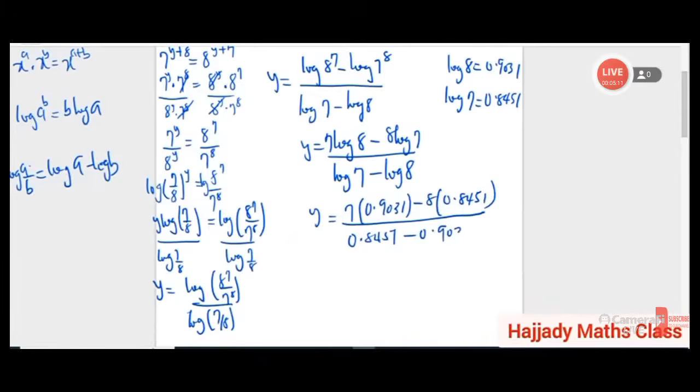So solving this, my numerator is going to give me minus 0.4391 over minus 0.058. So finally, I can say that my y is approximately going to be 7.571. So this is my final answer.